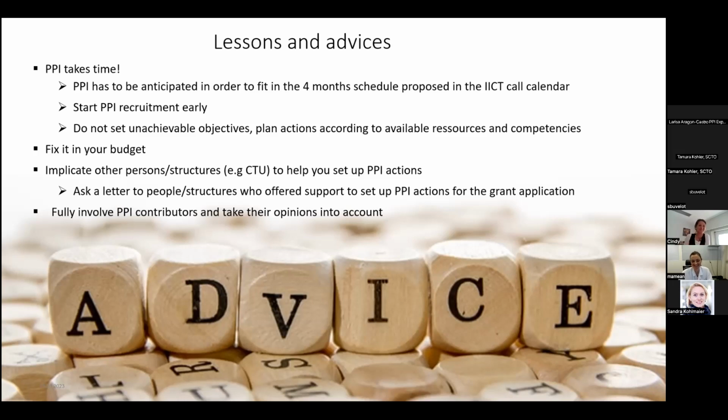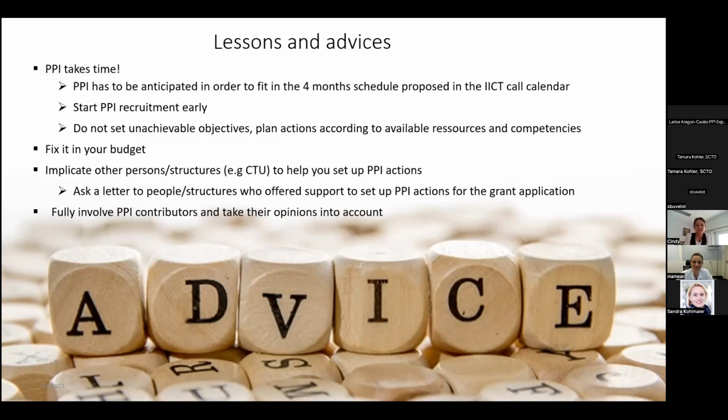Just go on. Perfect. So, first of all, don't forget that PPI takes time, so don't underestimate it. It has to be anticipated in order to fit in the 4 months schedule proposed in the IICT call, which is pretty short. So start PPI recruitment very early and do not set unachievable objectives.